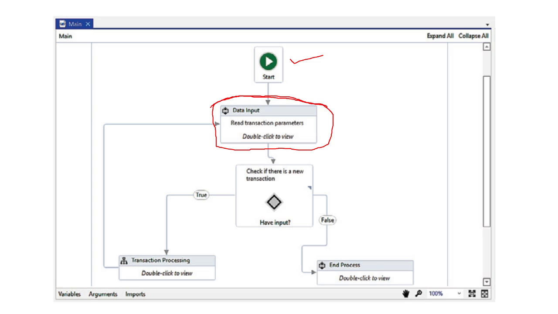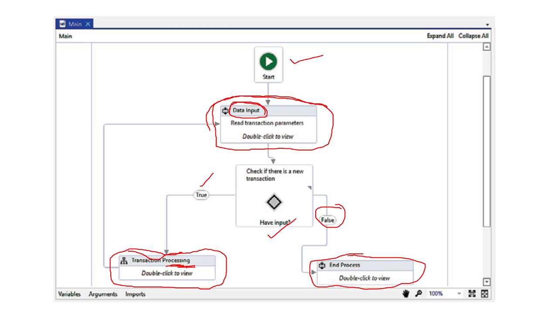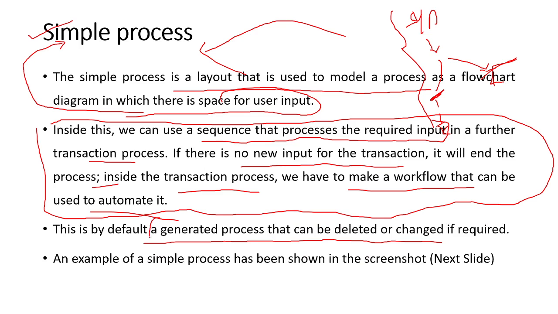The whole responsibility of this sequence is to deal with the data input. And see here, check whether the input is valid. If it is valid, then assign or take one more flowchart here whose responsibility is to process the given transaction. Clear? Okay, if it is false, then end the process. This is another sequence. This is what the author is telling. So this is what you will get by default when you choose the simple process layout, which can be deleted or modified.